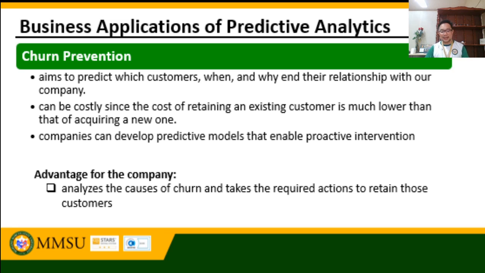Now, the company then analyzes the causes of churn and takes the required action to retain their customers, for instance, by offering the customer a discount or an extra feature. An example is to predict the churn of telecom customers based on their account information. So for example, how many times have you changed your telecom service provider? Before you were on Smart, now you're on Globe. Your switching of service provider is what is called churn.